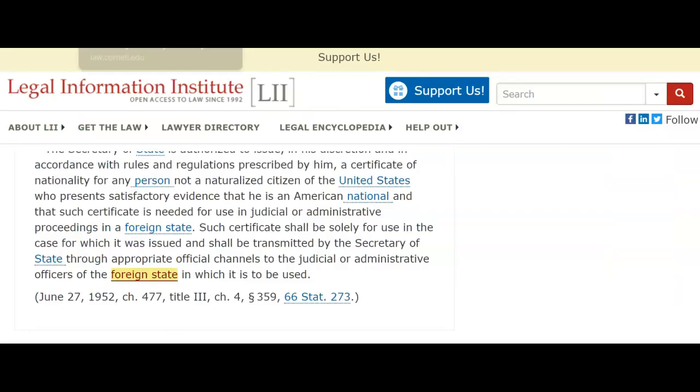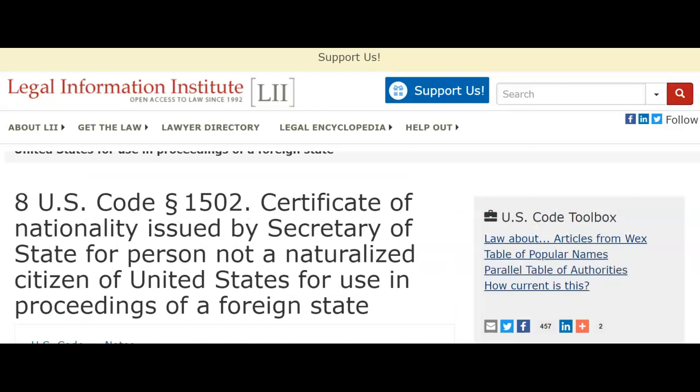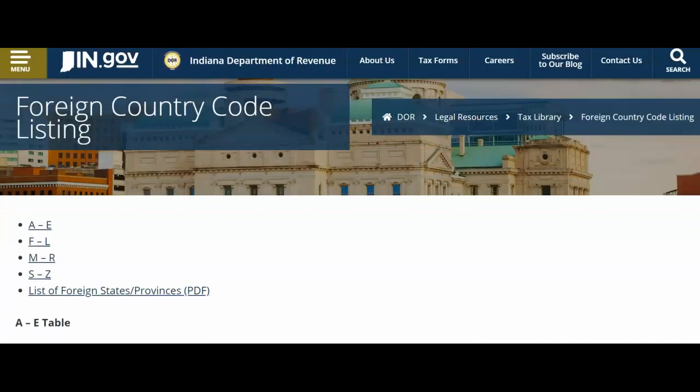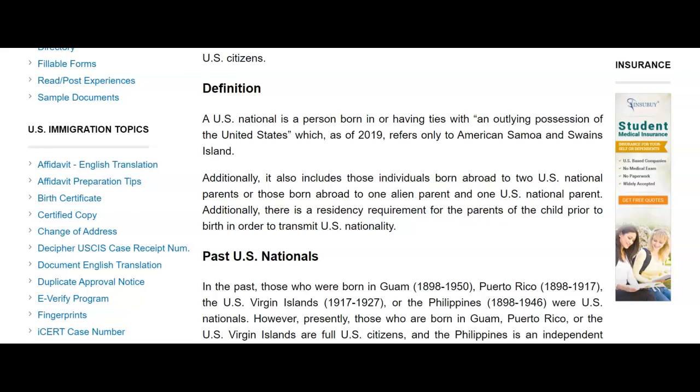So let's one more time take a look here. The Secretary of State is authorized to issue this not naturalized citizen of the United States nationality certificate to the court in order for you to go to court on an arbitration of some sort, generally civil, okay, because you are someone who is not nationalized to here, meaning you never had a birth certificate, you were not born here, and you have not gone through immigration legally. Or you are someone who lives in the outlying United States land. And as of 2019, that only applies to American Samoa and Swains Island.